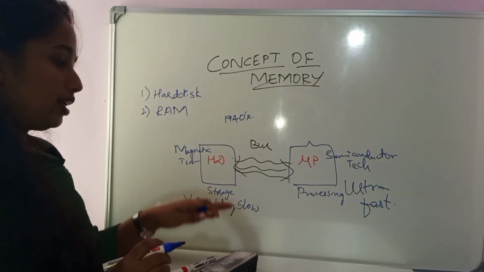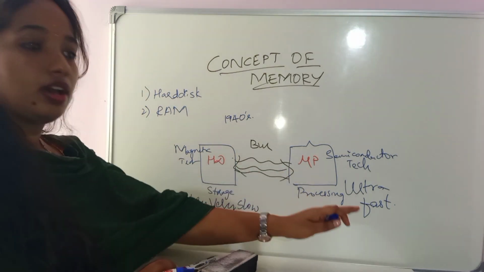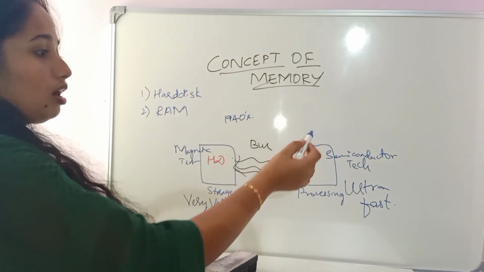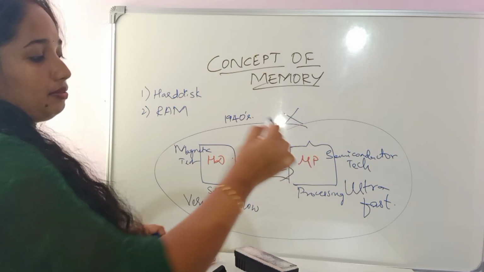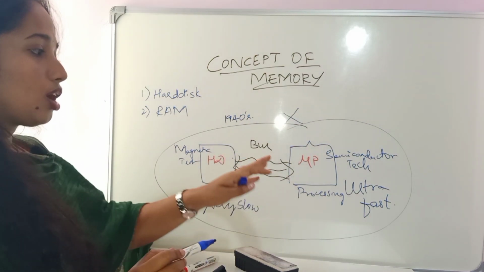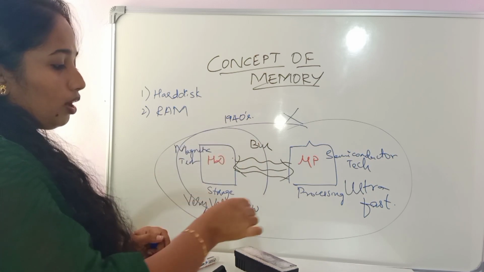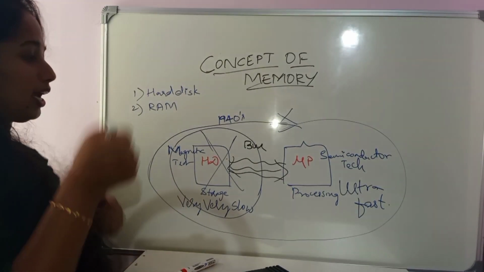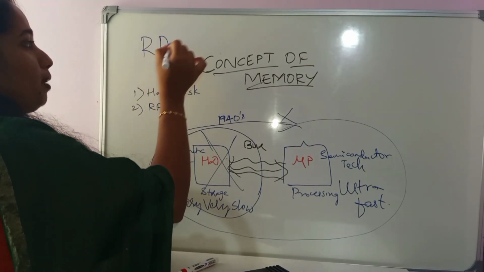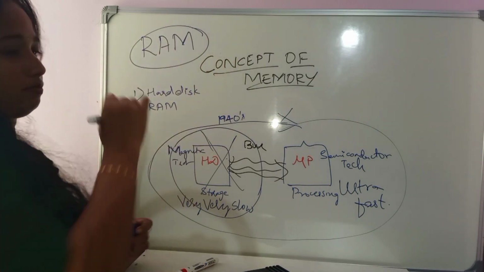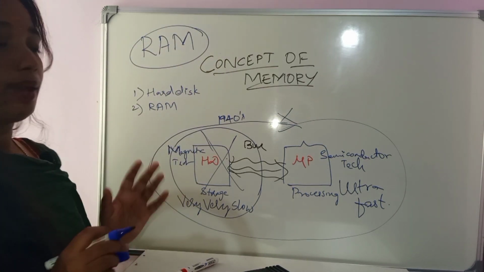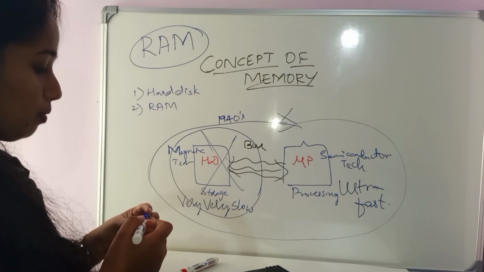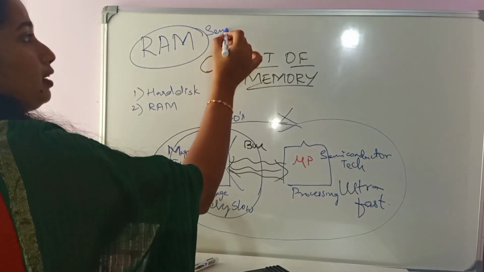So a very slow working device was connected to an ultra fast working device. Later they realized that this was the worst architecture they had. So they decided to remove the hard disk from the architecture itself. For the first time they brought in a memory called RAM, replacing the hard disk in the old architecture. This RAM was a semiconductor technology device.